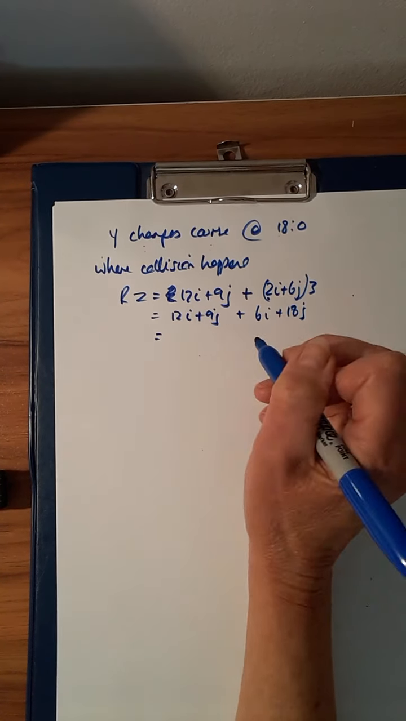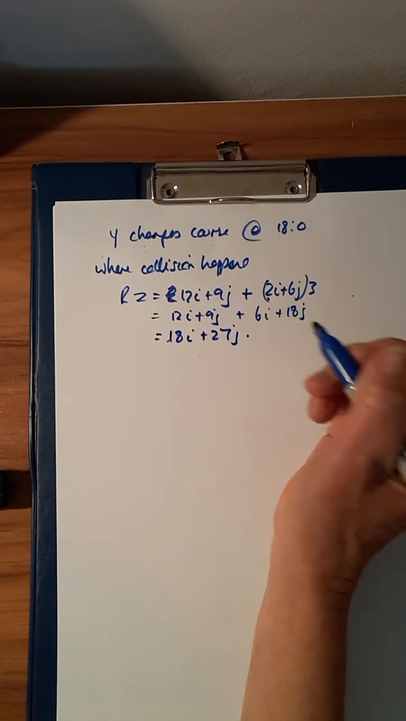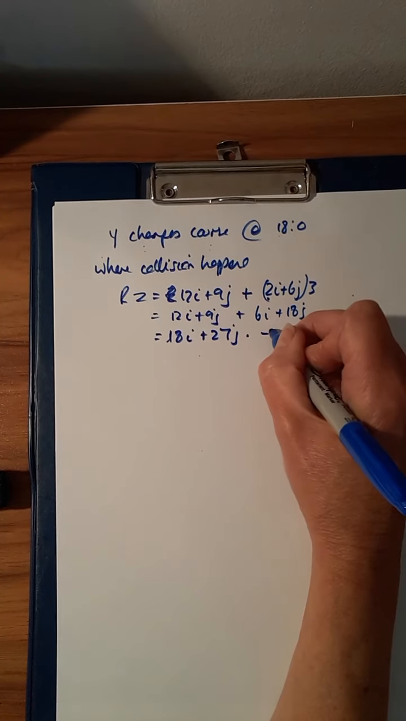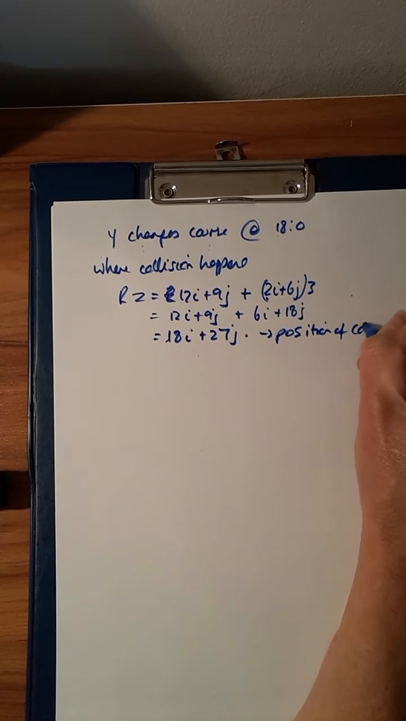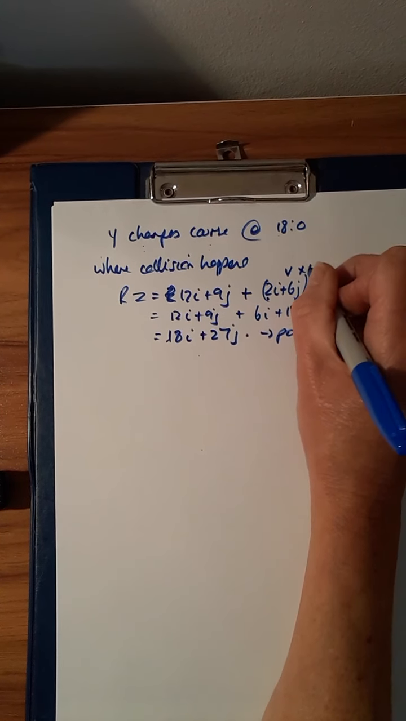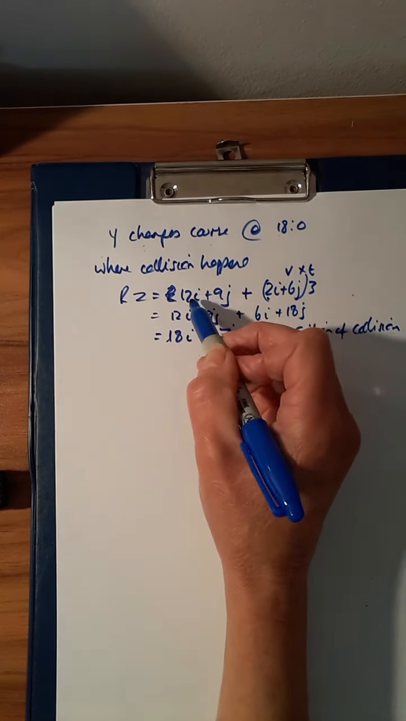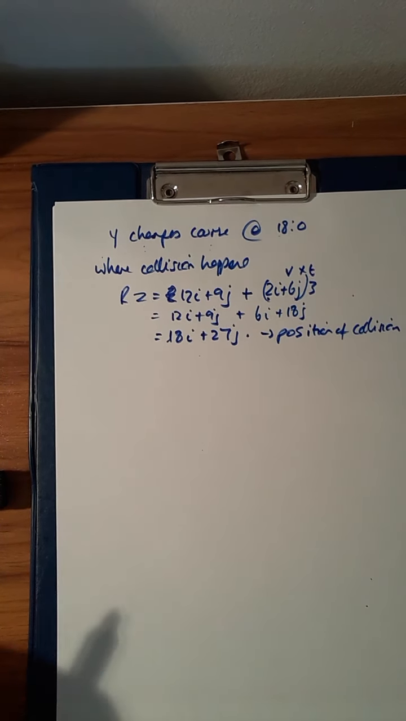And of course, that is 18i plus 27j. So that's the position of the collision. So what I did here was I multiplied velocity by time, and that gave me the displacement that I added onto the original displacement. Okay, so now I know where the collision happens.